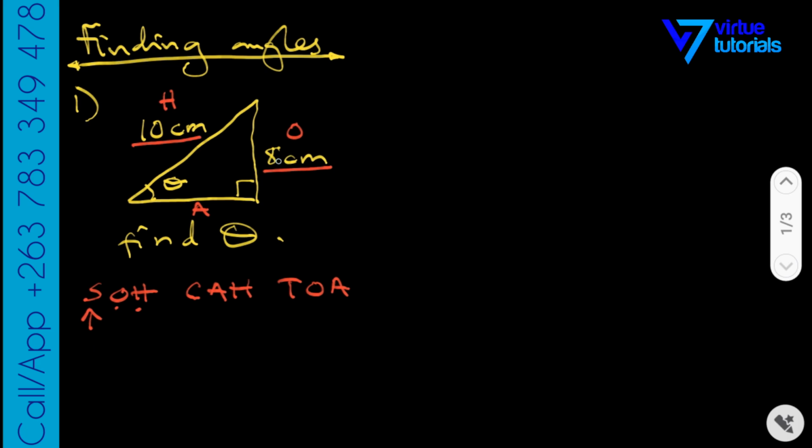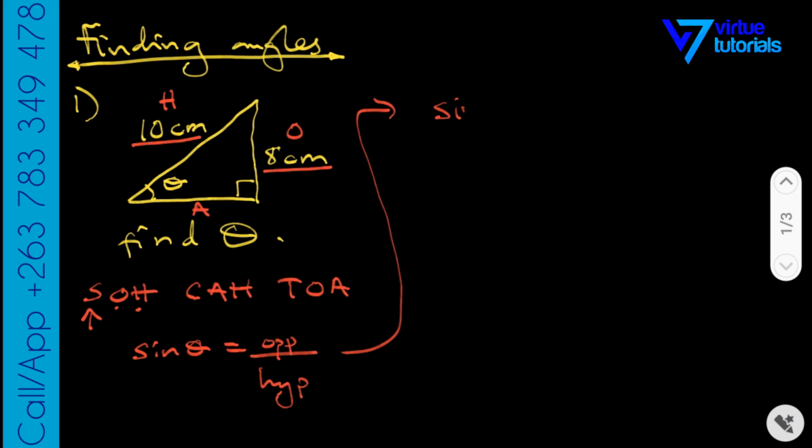So for me, I will then quote the sine relationship, which is sine of theta is equal to opposite over hypotenuse. Sine of theta is equal to opposite over hypotenuse. So what is our opposite? What's our hypotenuse? Our opposite is 8, our hypotenuse is 10, so I can continue and say sine of theta is equal to 8 over 10, because 8 is our opposite and 10 is our hypotenuse.